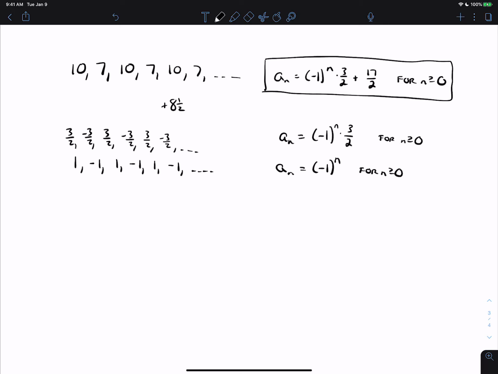So 3 halves plus 17 halves is 20 over 2, which is obviously 10. -3 halves plus 17 halves is 14 over 2, which is 7. And so adding the 17.5, or 17 halves, or 8.5 gets us the sequence that we want. Again, we can verify that this answer that I've boxed in is correct, but it does work.